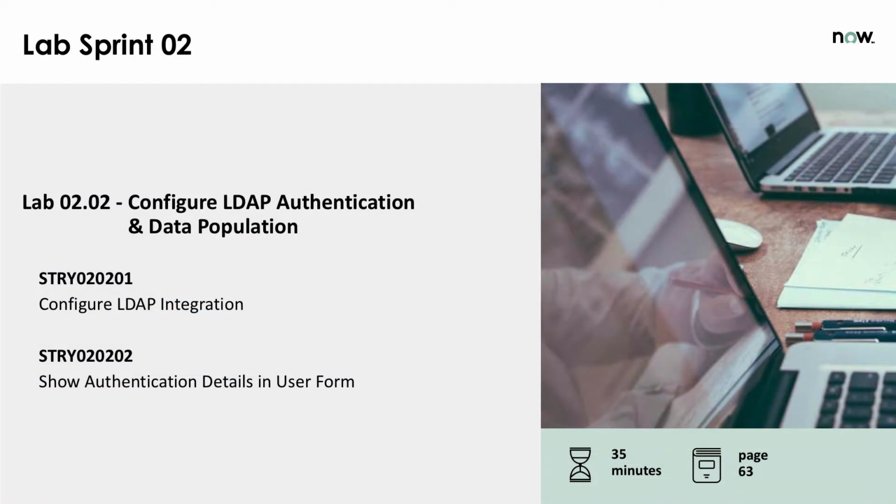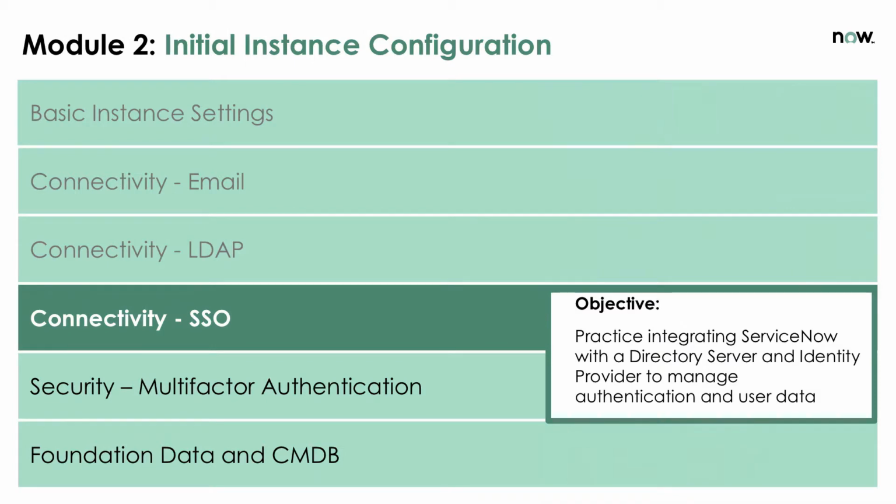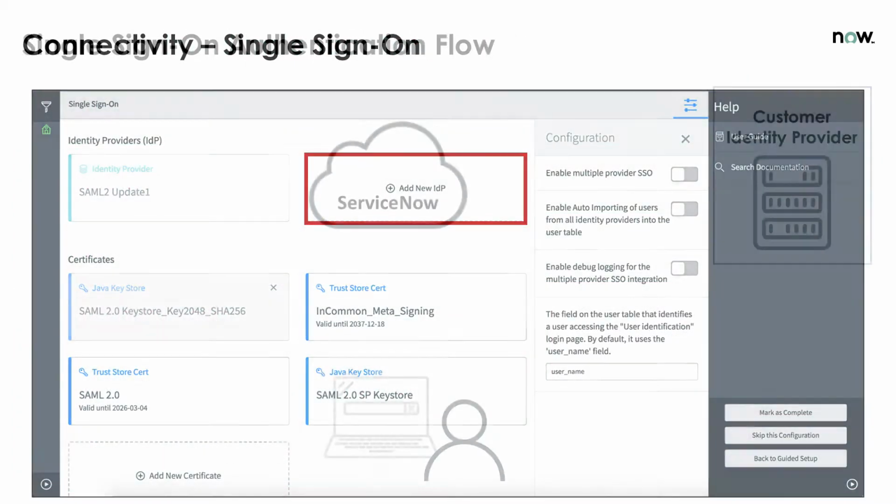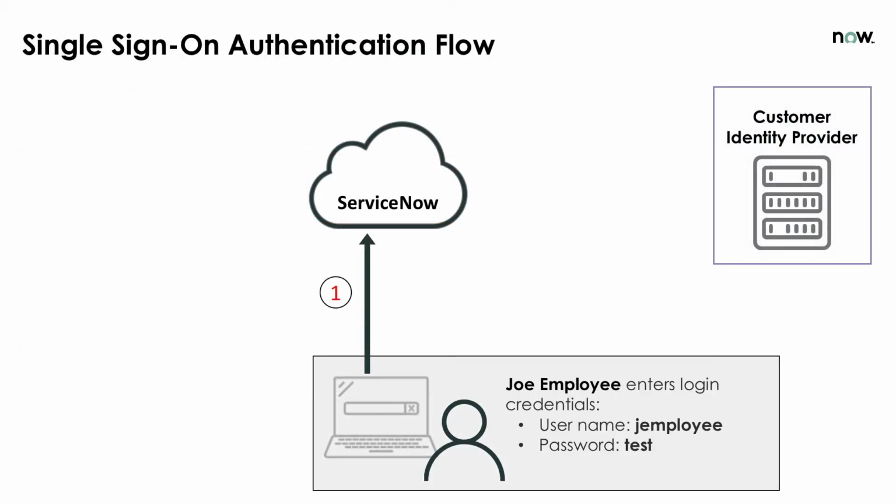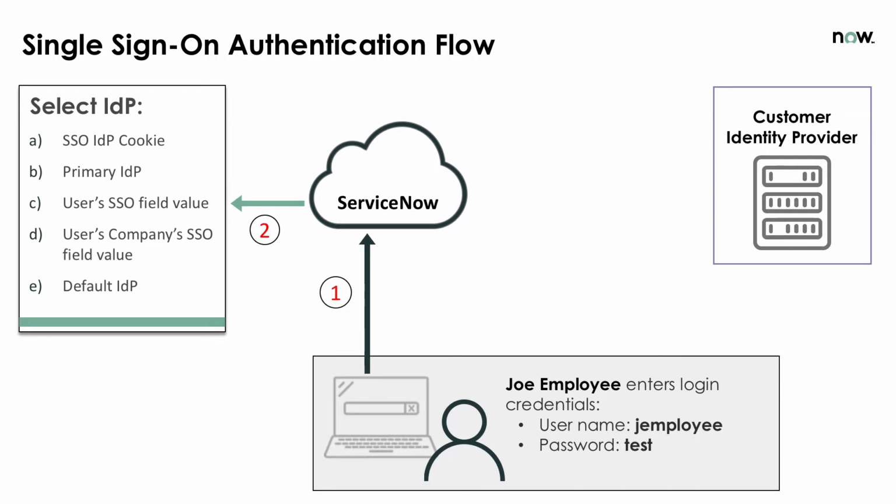Okay, that brings us to our LDAP authentication and data population lab exercise where we've got to configure it and then show the authentication details on the user form. We go into SSO. Nothing really has changed here. It's all the same information.